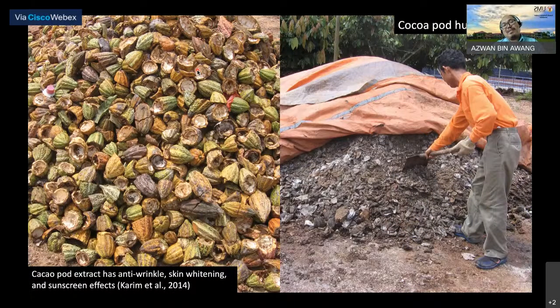All right. Many people have different ways of using the pods. Mostly we can make them into compost, so you can give it back to the farms. Some research has also found that if we extract compounds from cocoa pods, they can be used in pharmaceutical products, giving anti-wrinkle, skin whitening, and sunscreen effects. This research has been done by the Malaysian Cocoa Board.